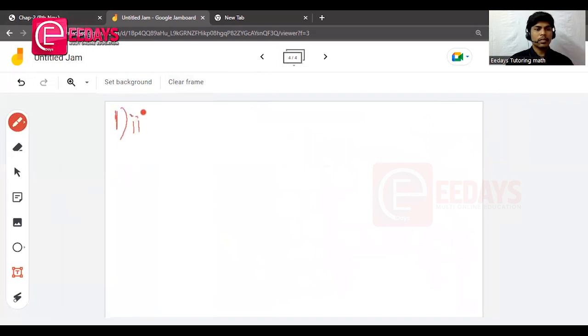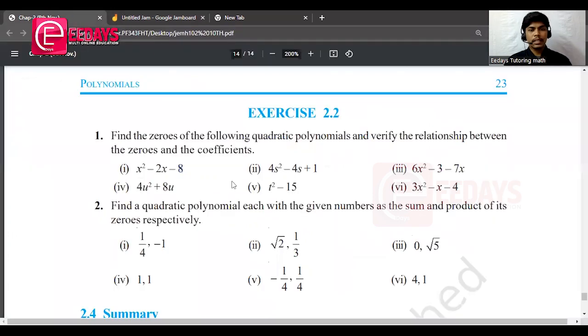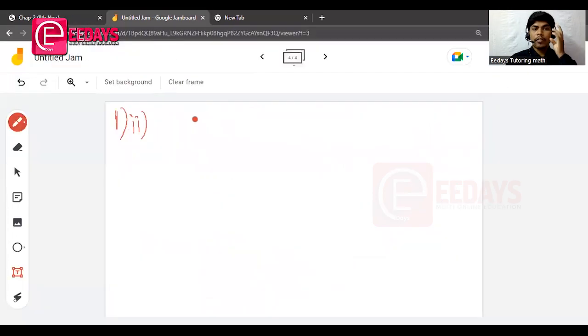First one, second one. Not an easy task, but you should be careful. Okay, 4s square minus 4s plus 1 is given. First step, we need to find zeros by the splitting middle term process.